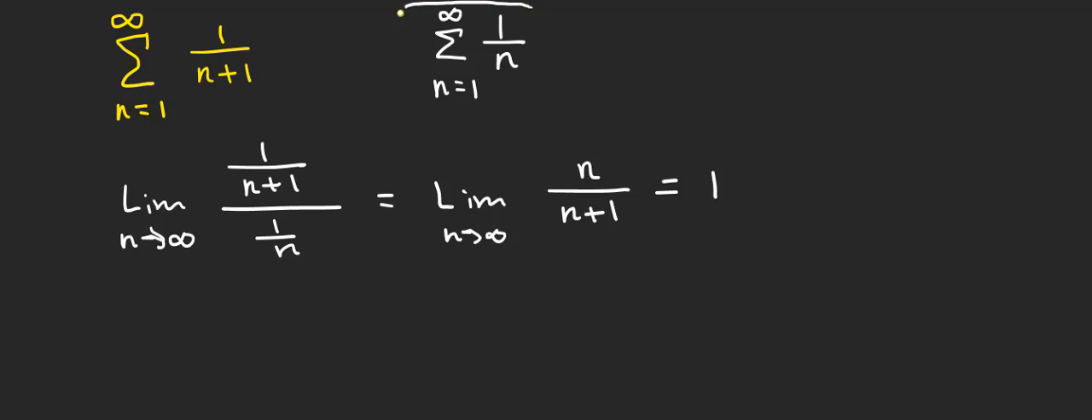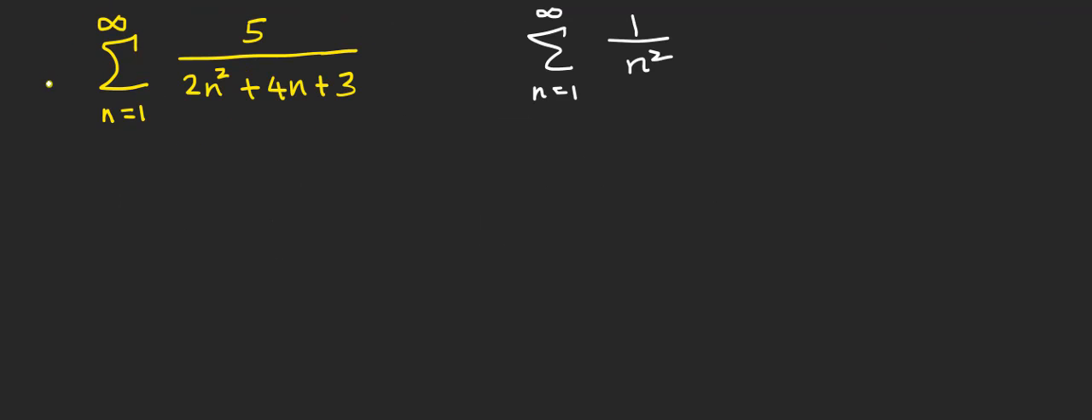So since this diverged, we know that, and we got a C that is a positive finite number, they both diverge since this diverged. So by the limit comparison test, we know that this infinite series diverges.